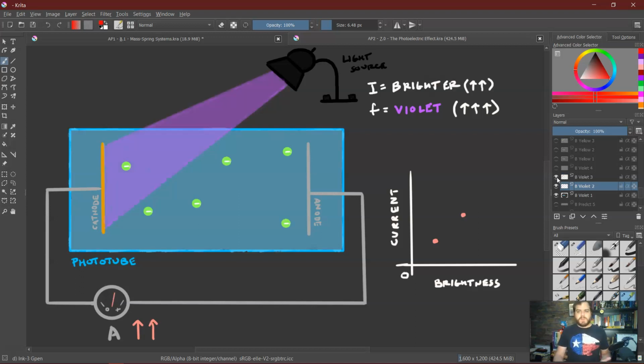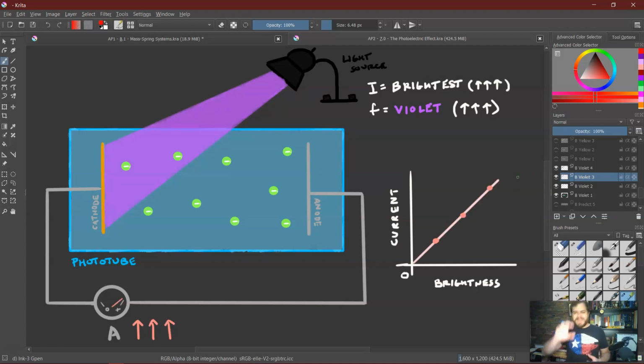Well, if we turn up the brightness of this violet light a bit, it's going to be a little bit brighter, and we see that the current increases. So therefore we have more electrons jumping the gap, and if we increase it even more, if we make it as bright as we can make this violet light, even more electrons jump the gap, we get an even bigger current. So we get this nice linear trend that as we increase the brightness of the light, the current does indeed increase, meaning that more electrons are jumping the gap.